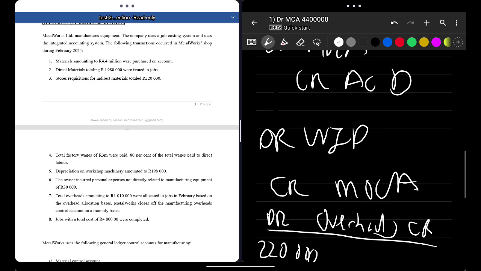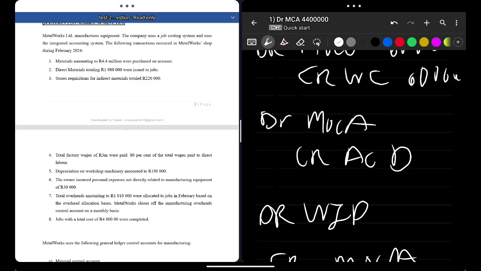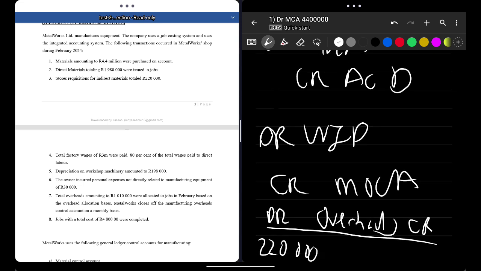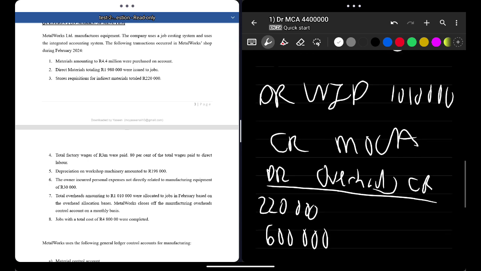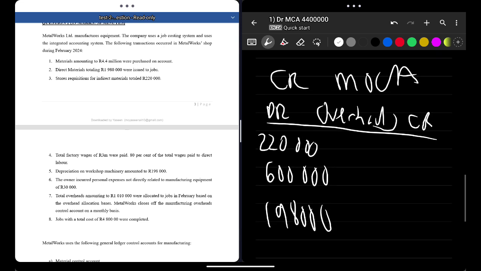Okay, so we're done with all that. So now, the last one. Debit work in progress, credit MOCA. What was the amount? 1,010,000. A big number, yeah. This was for the allocation. As soon as you say allocation, you're going to debit work in progress and credit MOCA, because your overheads account is going to look like this: 1,010,000.